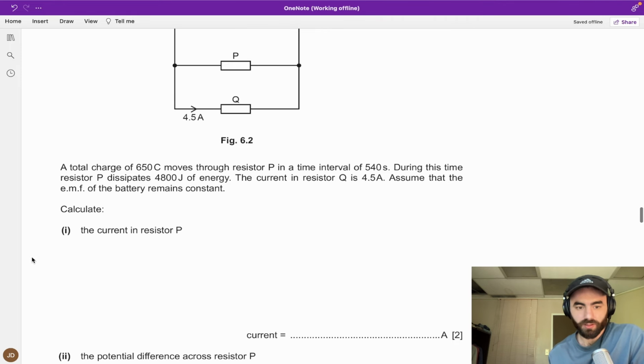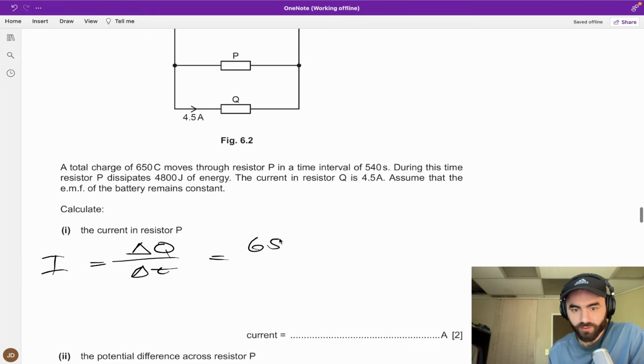Calculate the current in resistor P. Well, current is the rate of flow of charge. So we have 650 coulombs of charge flowing in 540 seconds. That's the current, baby.